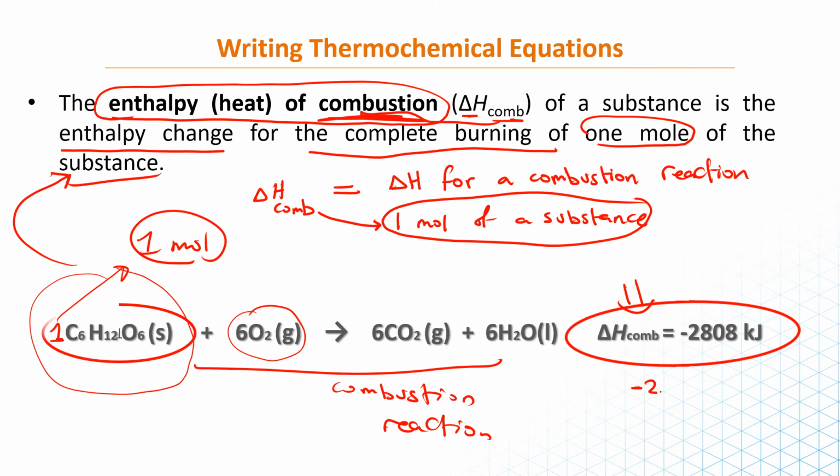In other words, it's kilojoule per mole. Why do we put per mole? Because I have only 1 mole of C6H12O6. Okay, so that's the enthalpy or heat of combustion, delta H comb. It's for a reaction that is a combustion reaction, and I need to have 1 mole of the substance. Not oxygen, I'm not talking about oxygen, I'm talking about the substance I react with oxygen. Okay.